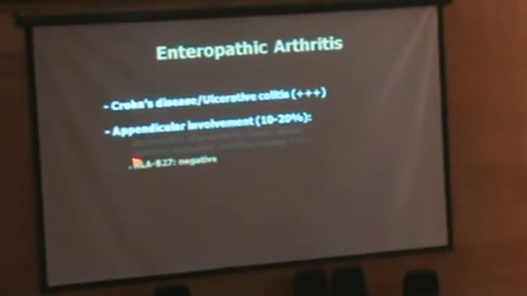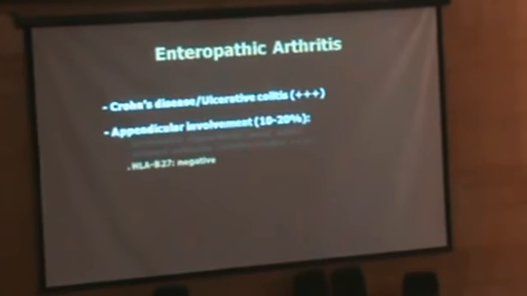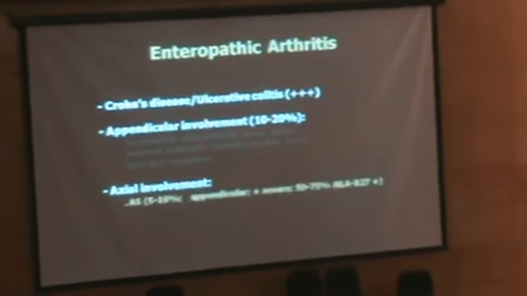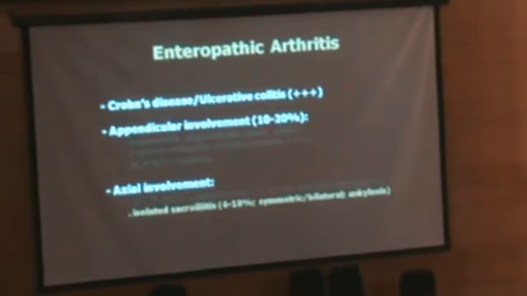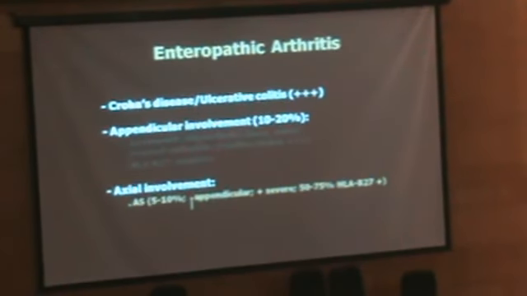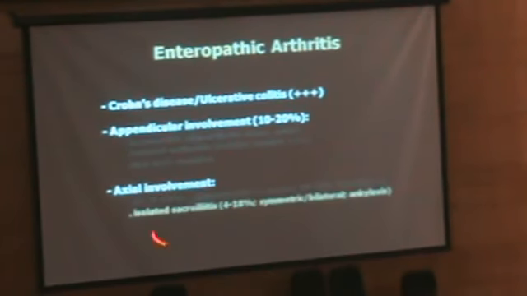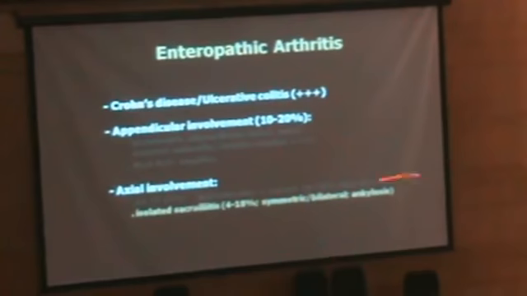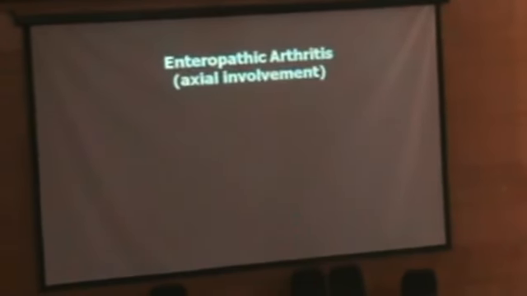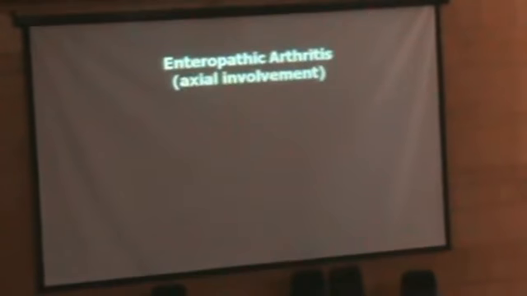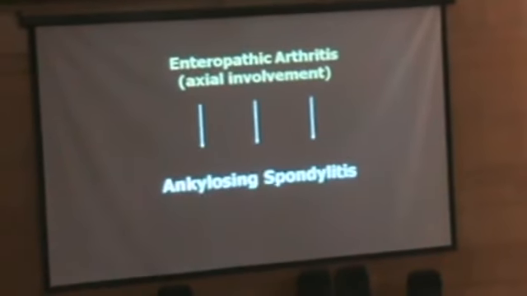The problem is when we have the appendicular involvement in the subjects, the HLA-B27 is negative. However, when we have the axial involvement, HLA-B27 will be positive in up to 75%. And this is helpful to perform the diagnosis. We can see isolated sacroiliitis in up to 18% of cases, symmetric, bilateral. We can see some ankylosis as well. So basically, the axial involvement of enteropathic arthritis is very similar to ankylosing spondylitis.